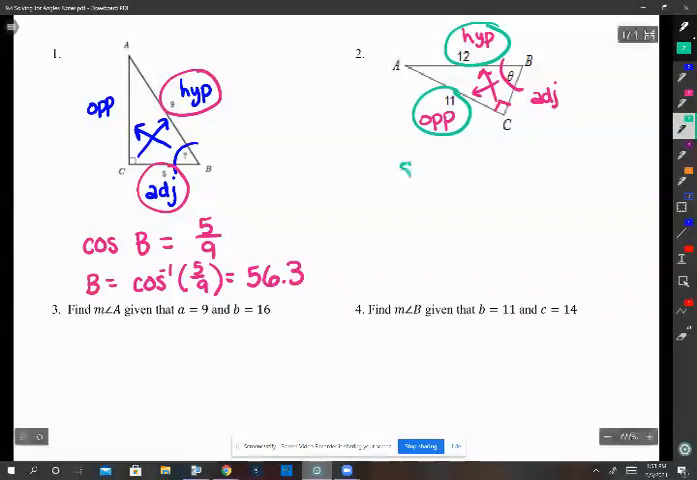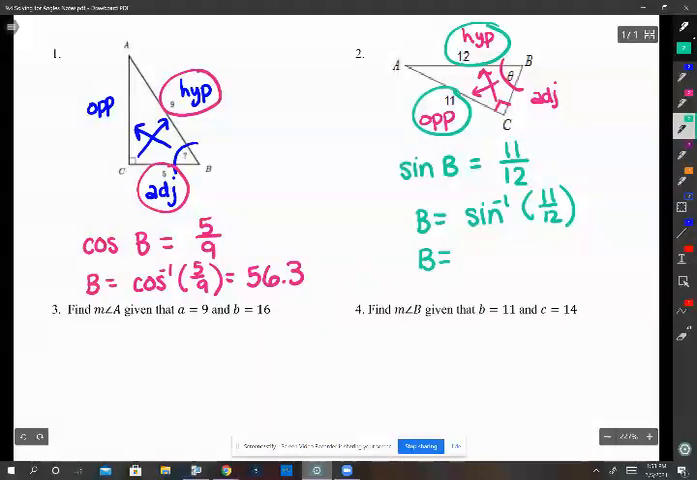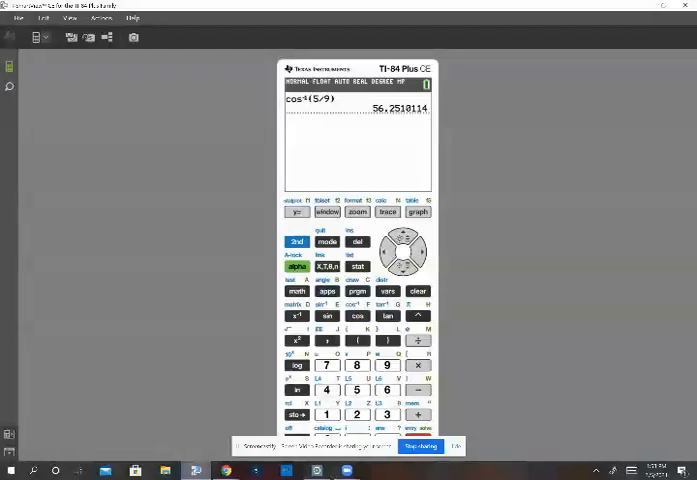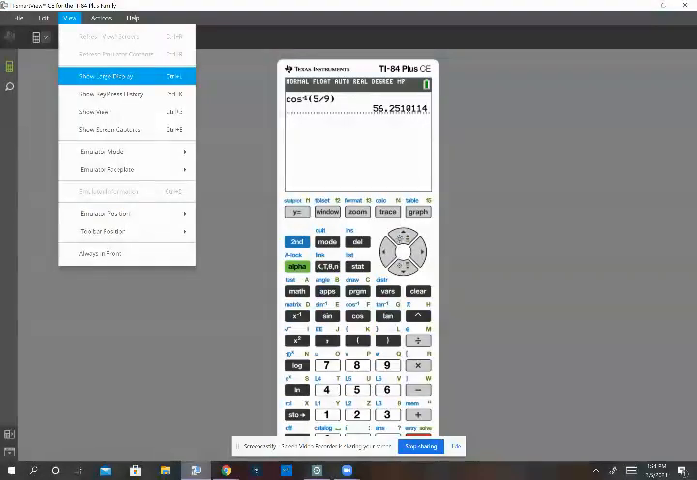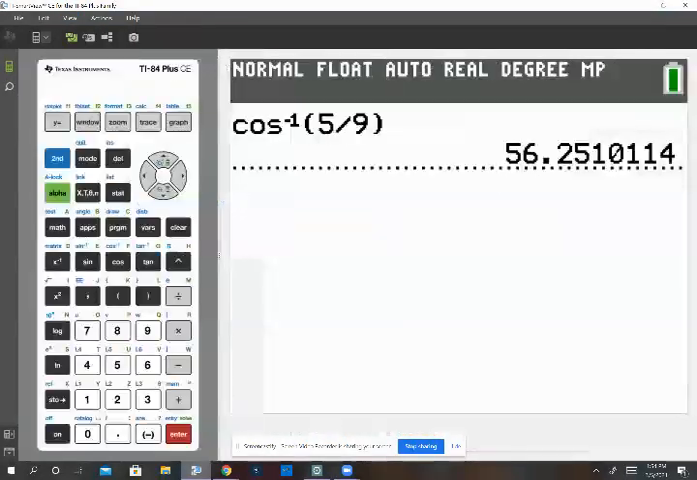So we're going to say sine of angle B is equal to opposite over hypotenuse. To find our angle measure, we're going to find inverse sine of 11 over 12. And again, we're just going to put that in our calculator. And so let me just move that.